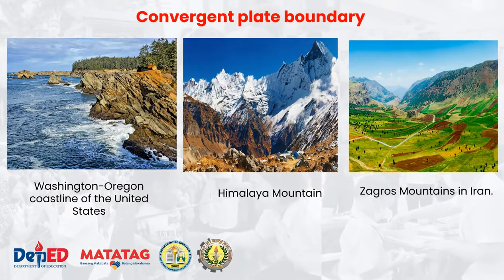So these are all examples ng convergent plate boundary natin sa Washington, Oregon coastline of the US, Himalaya Mountain, and Zagros Mountains in Iran.